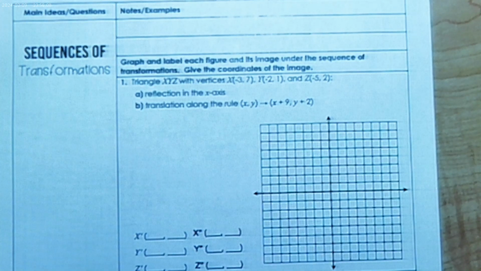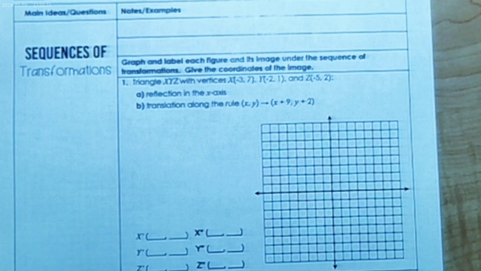Is there a way for me to do a transformation and then with that new transformation do another transformation? Is there a way for me to do a sequence of transformations? At which point I would say, please get out of my house. I don't know how you got in here. I'm just kidding.